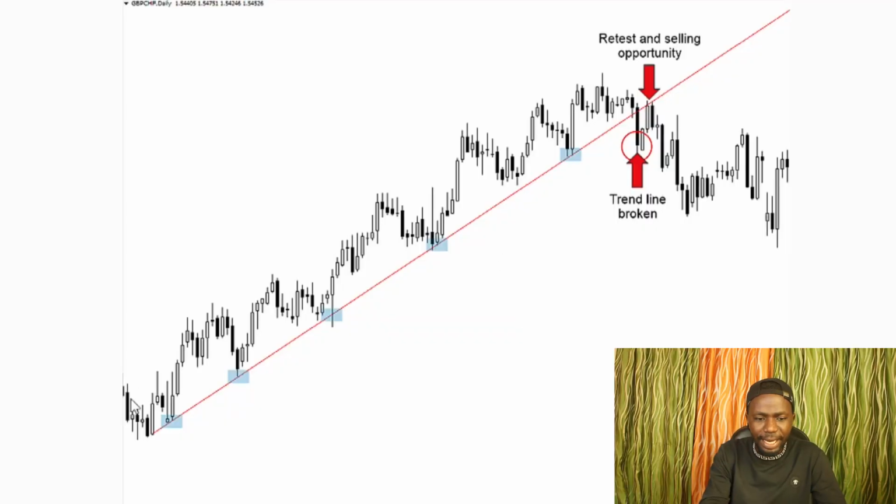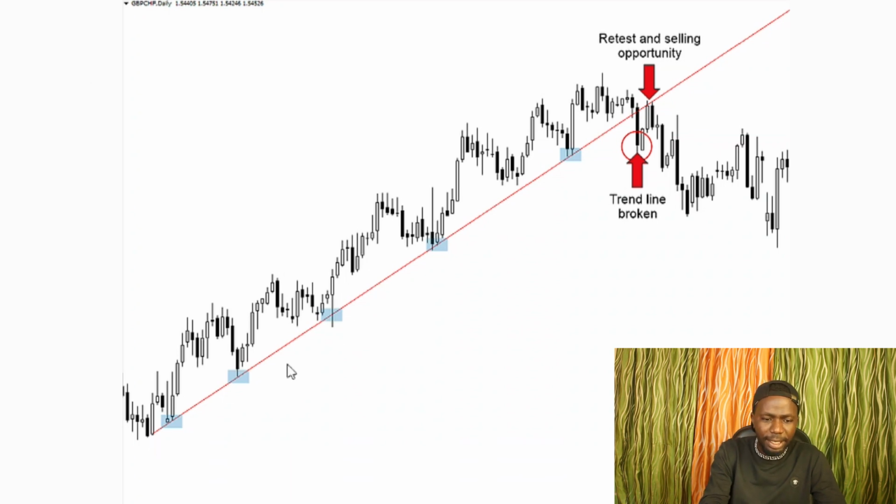This is clearly an uptrend, right? And this red line is what we call a trend line. So since the market is in an uptrend, use the trend line to connect the lows, right? So you can clearly see that the price is always testing the trend line. Each time the price comes to the trend line, it gets rejected.